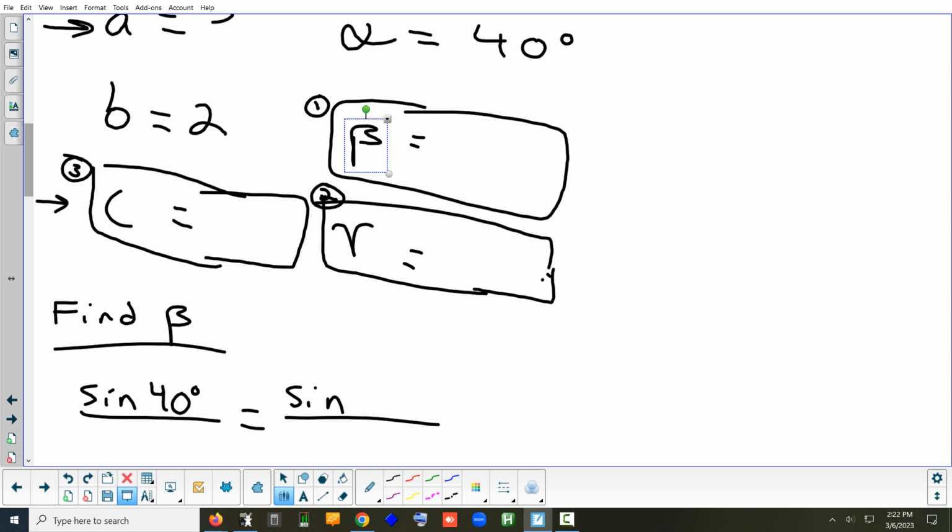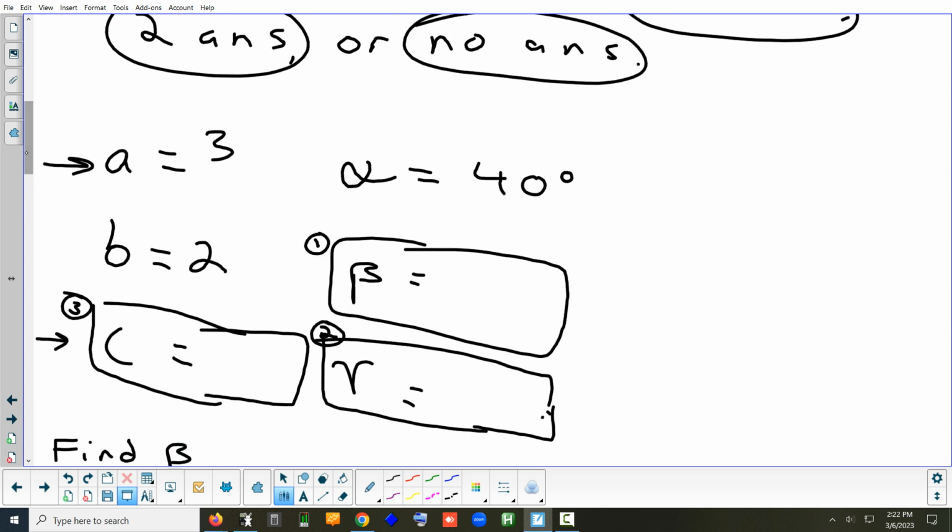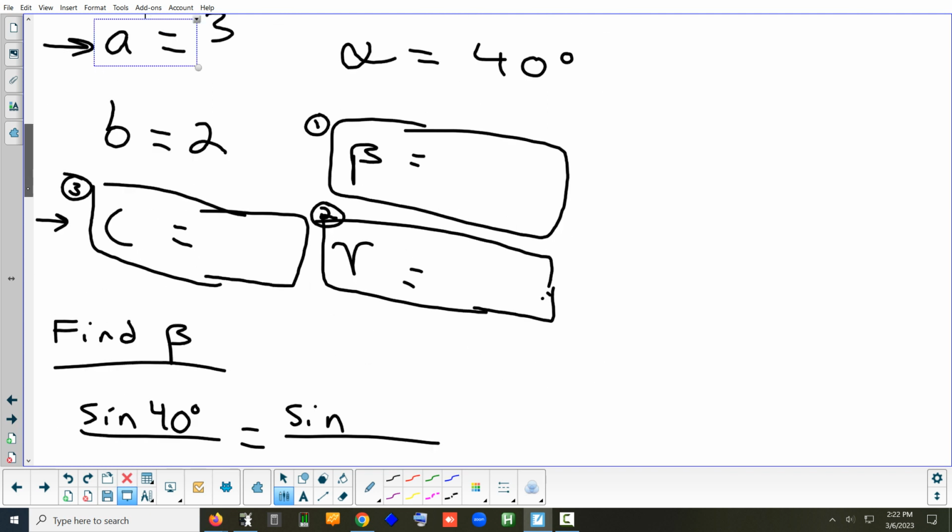So, can anybody tell me what's going to go in the bottom? Yep, 3. It's always the sine of the angle divided by the side that's across from it, both across from it in the diagram and across from it in the table. That's why I set the table up the way I did. So sine 40 over 3.